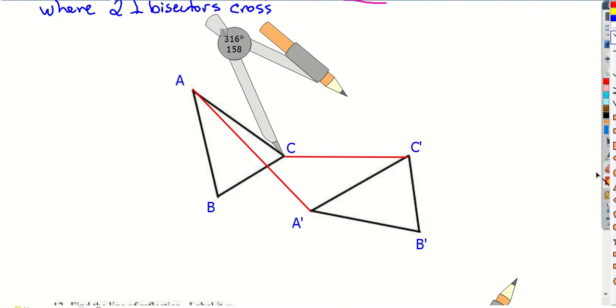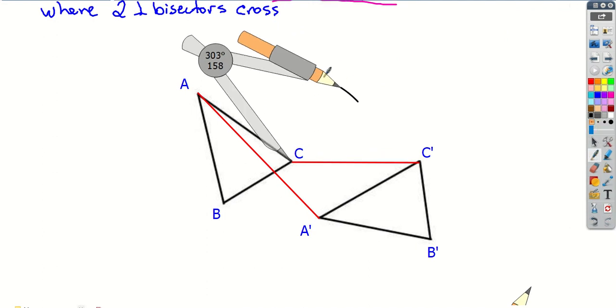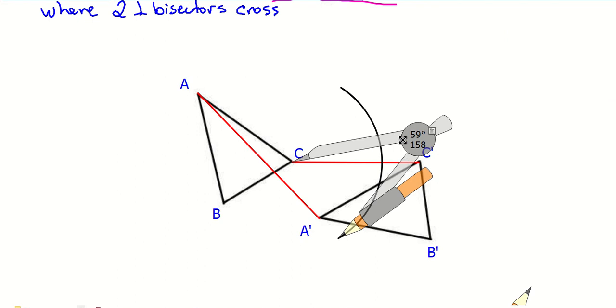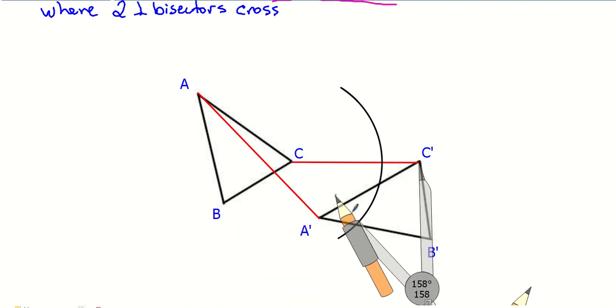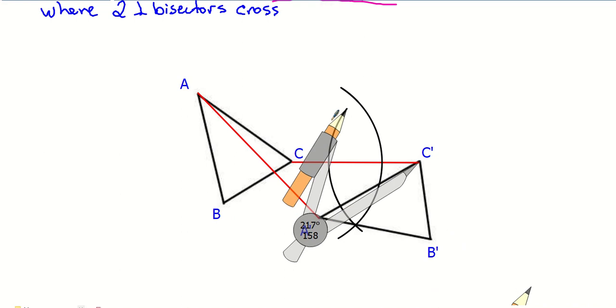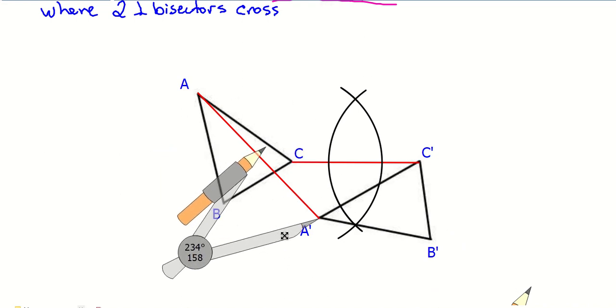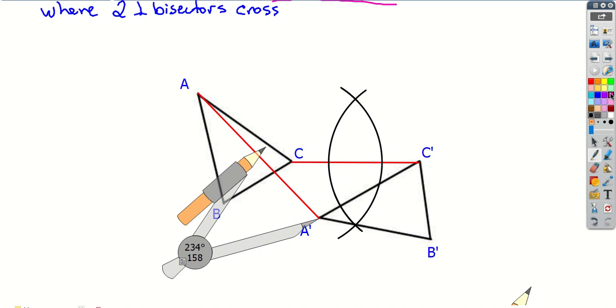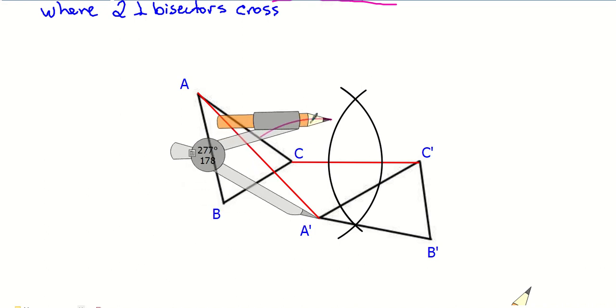All right. And then we're just going to do a football here. So I'm going to make a half circle above and below the middle of the segment CC prime. Okay. And then we'll do the same thing here. Half circle.